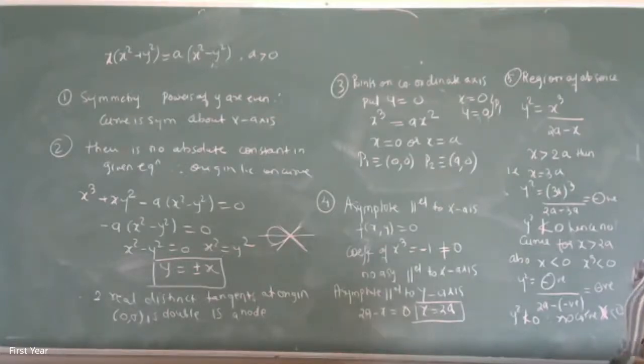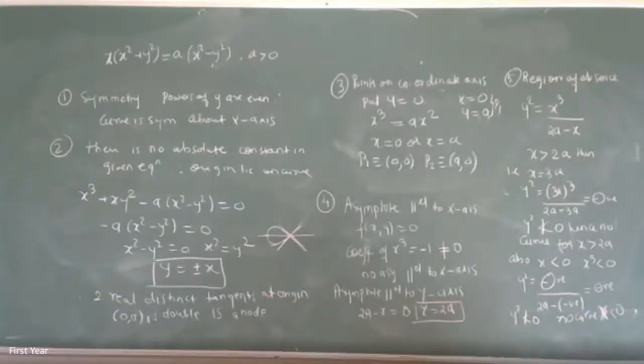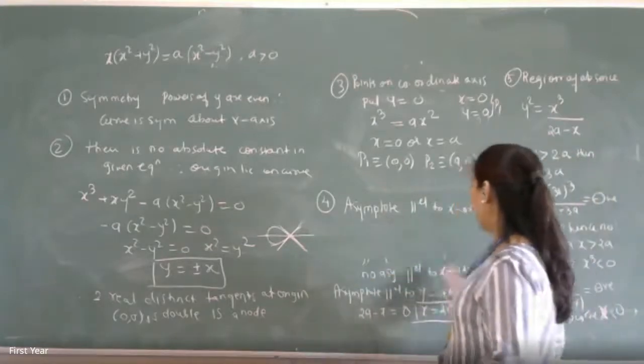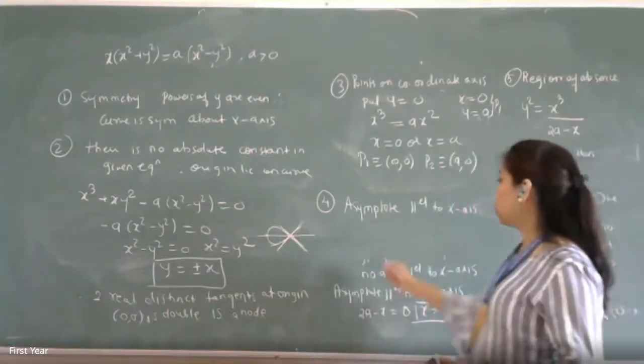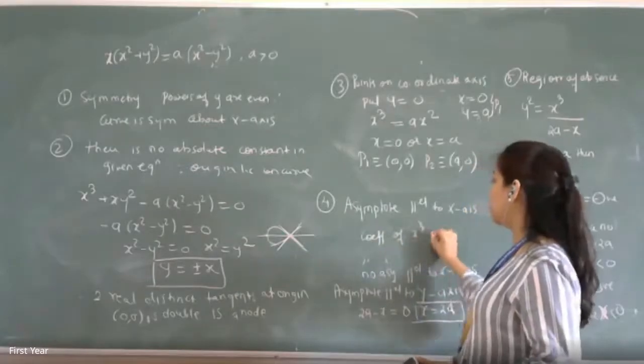Then asymptote parallel to x-axis, parallel to y-axis. Compare the coefficient of highest power of x to 0. What is the coefficient of highest power of x? 1. So don't think about it. Asymptote parallel to x-axis is not there. No asymptote parallel to x-axis, because the coefficient of x cube is 1.